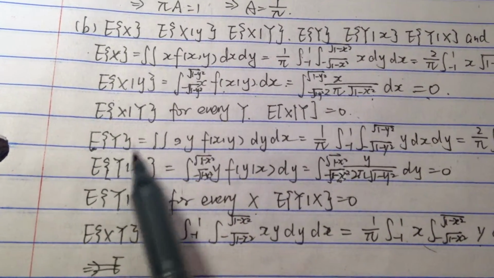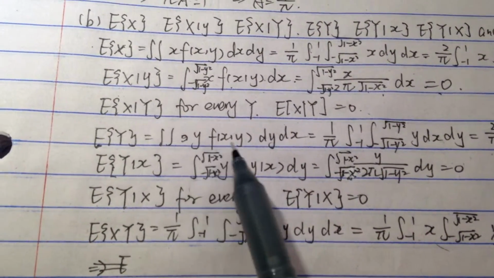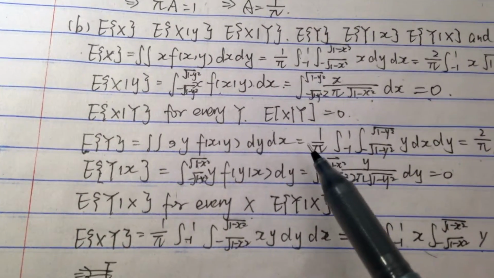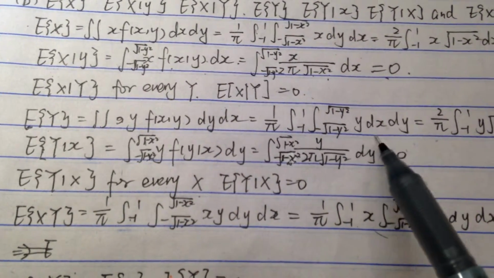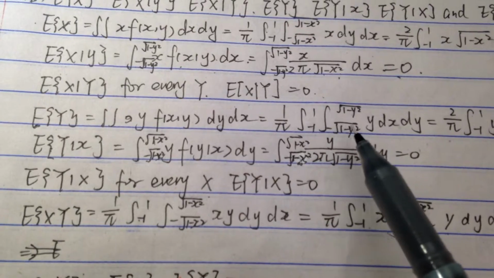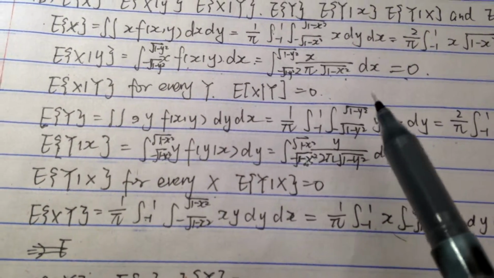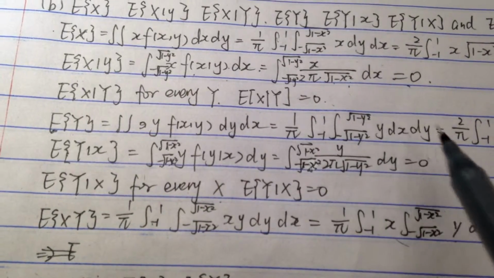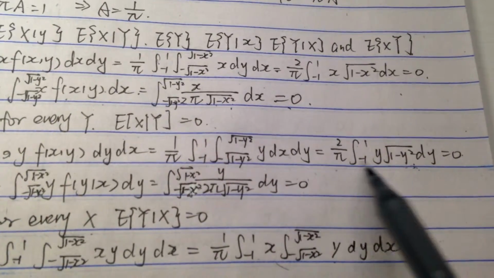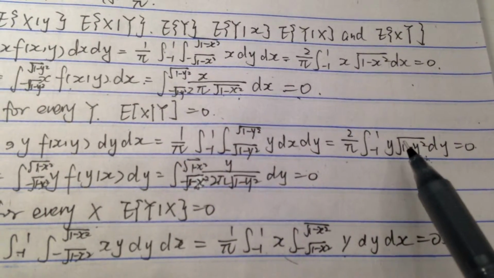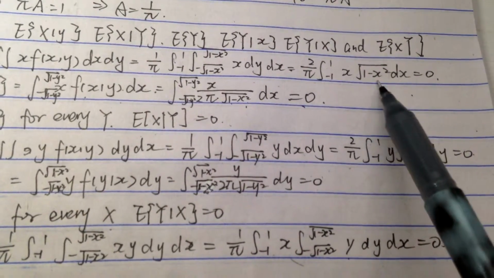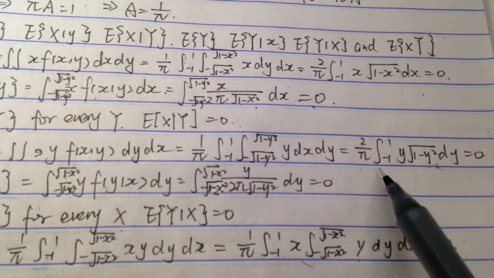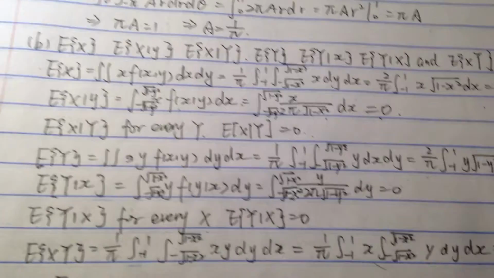Then calculate E[Y]. E[Y] also equals the integral of y f(x,y) dy dx, so equals 1 over pi times the integral of y dx dy, x between minus the square root of 1 minus y squared to the square root of 1 minus y squared, y between minus 1 to 1. We get this formula, and y times the square root of 1 minus y squared, like the last question, is also an odd function, so the answer is 0. So E[Y] equals 0.